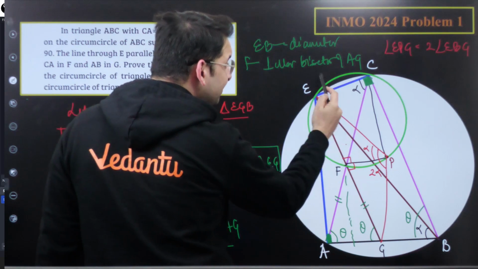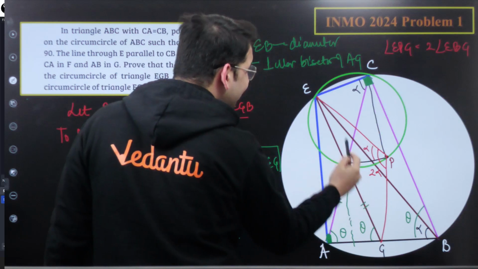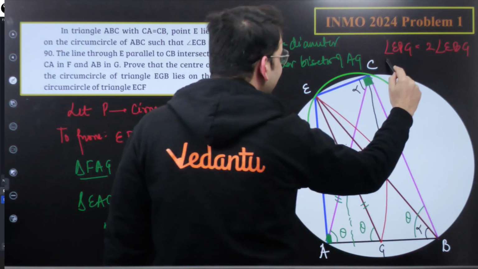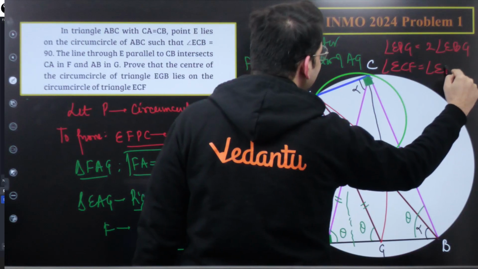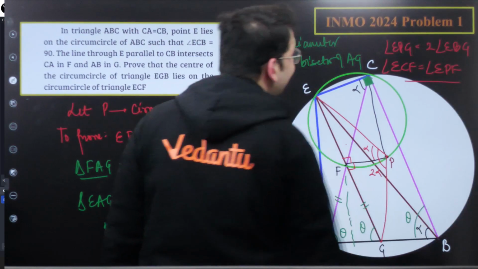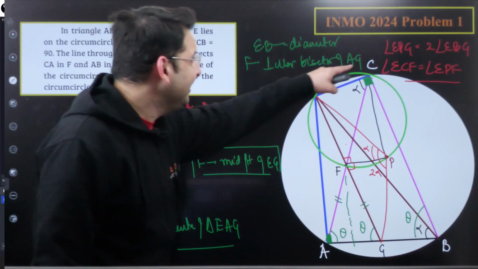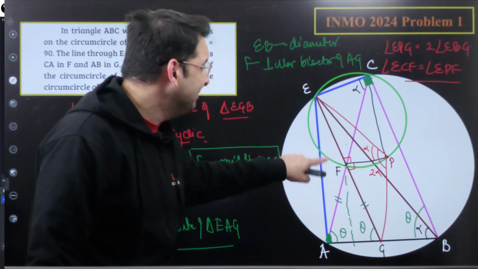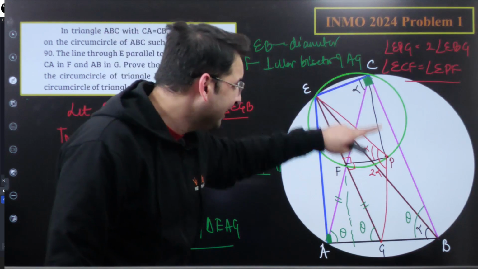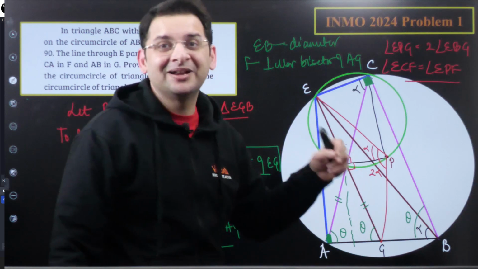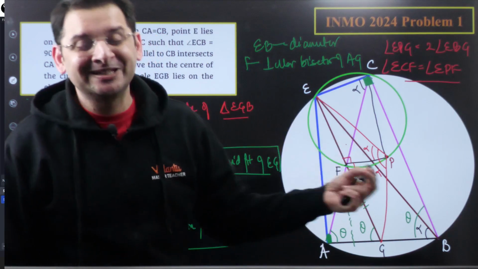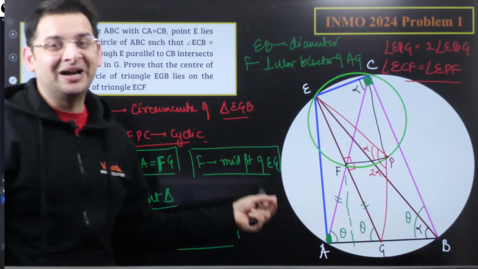So we have proved that angle ECF is equal to angle EPF, and we are done. Since angle ECF is equal to EPF, that means EF subtends the same angle at C and P, and that means E, C, P, F are concyclic points. And this is what we had to prove. I hope this is clear.